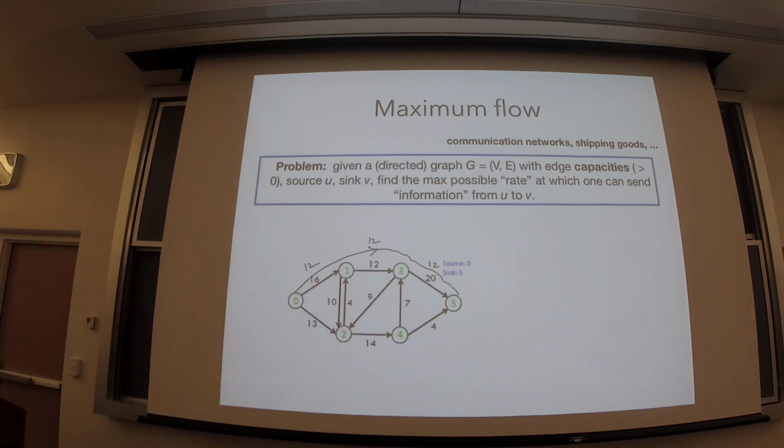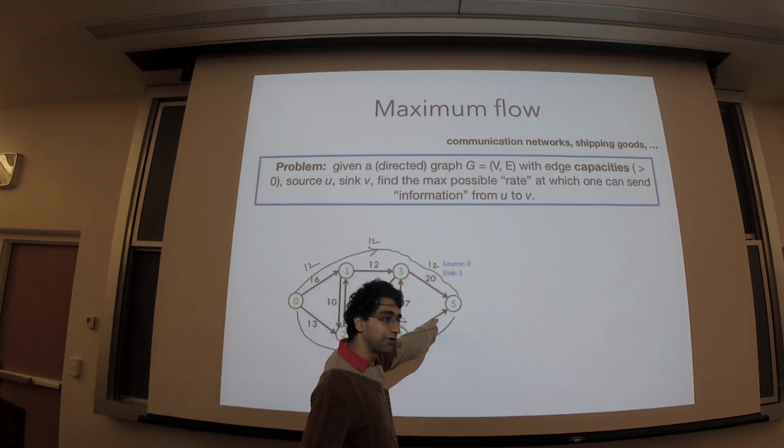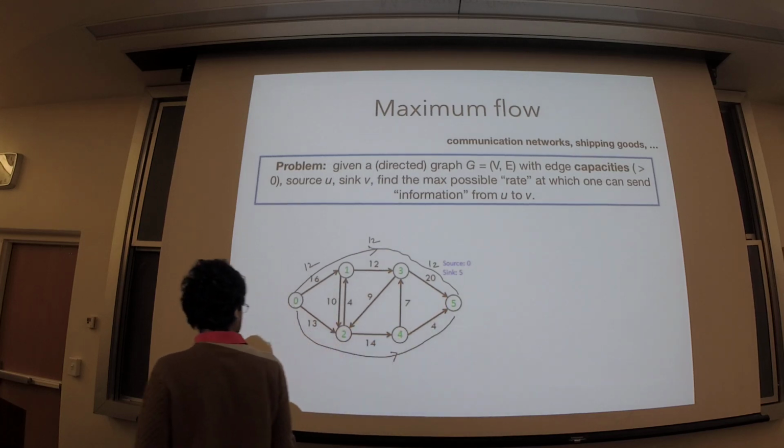And now you could say that I will, in this example at least, choose another path. And what is the most I can send along this path? Just 4, because this path has an edge of capacity 4. So I cannot send any more along this path at this point.